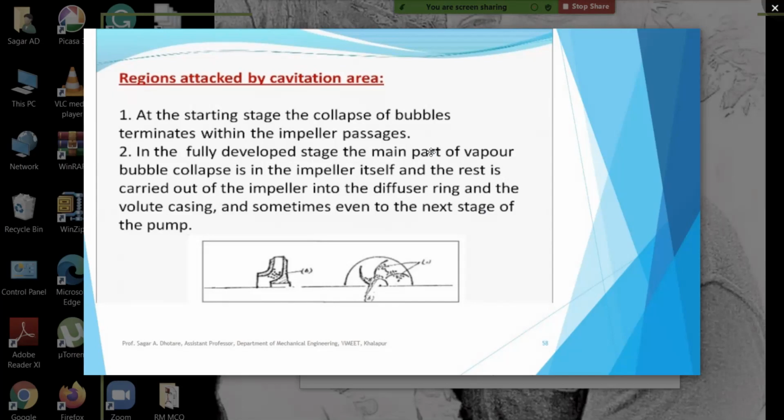Okay, so this much is about the centrifugal pump. The theory related to the centrifugal pump is covered here. From the next lecture, we will discuss the design of the centrifugal pump. Okay, so thank you very much for joining this lecture.